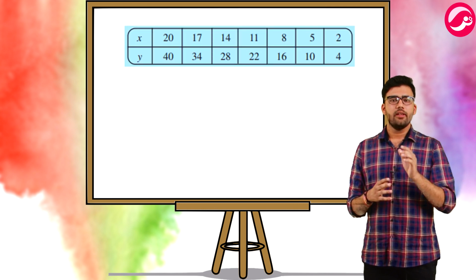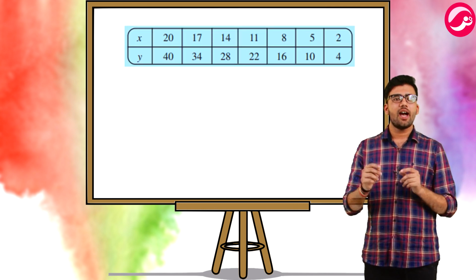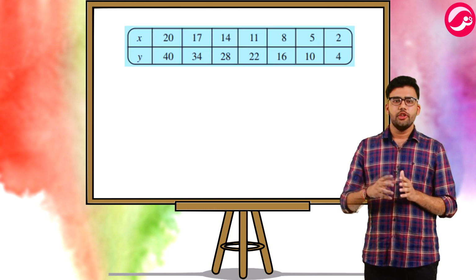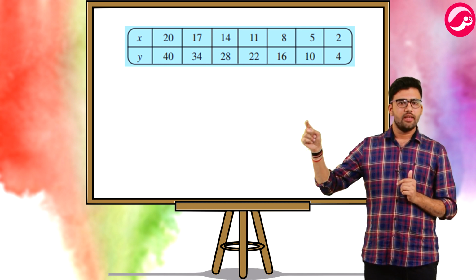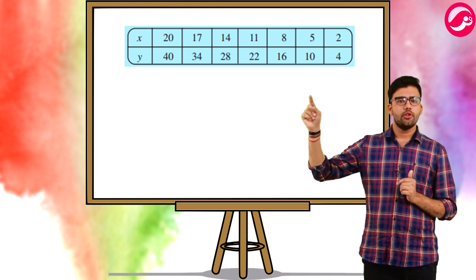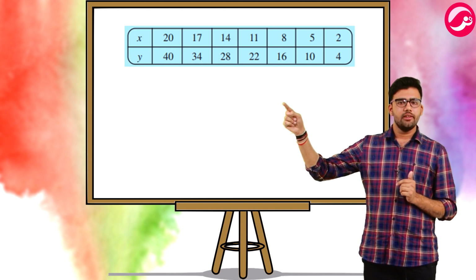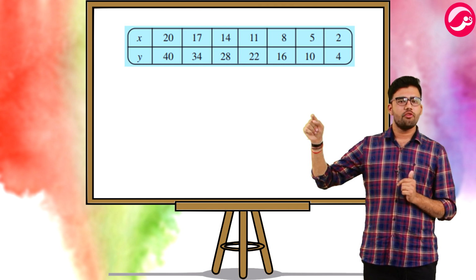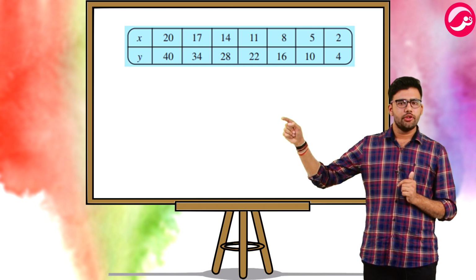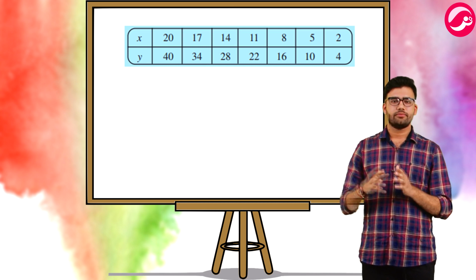Observe the following table and find if x and y are in direct proportion or not. You can here see a table which is having the value of x and y. The values of x are 20, 17, 14, 11, 8, 5, 2, and the corresponding values of y in the table are 40, 34, 28, 22, 16, 10 and 4.